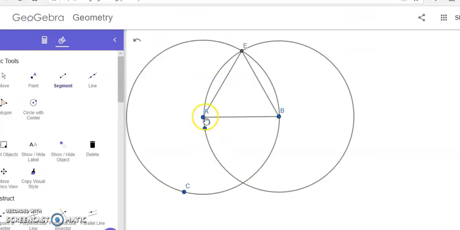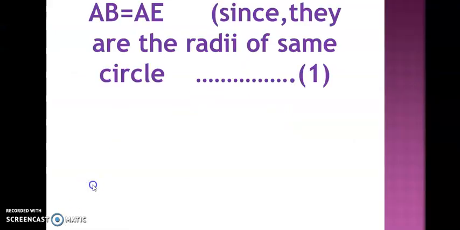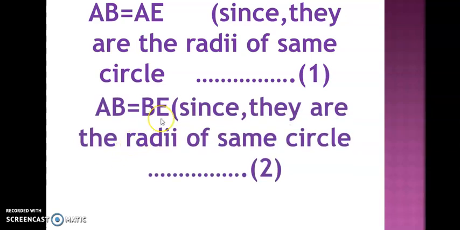Again, can we say this line segment AB is equal to BE? Yes, these are also radii of the same circle with center B, no? So they are also equal. That's AB is equal to BE. So we can write AB is equal to BE since they are the radii of the same circle. Let it be equation 2.